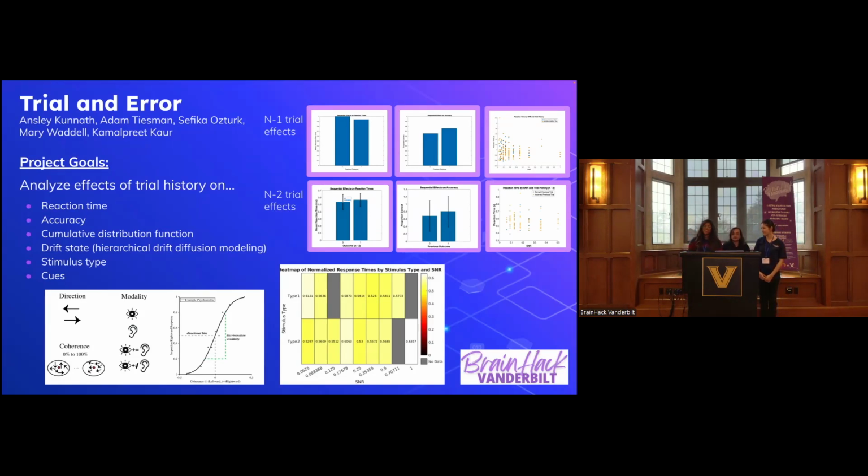Hello, everyone. So I'm presenting our project on trial and error, led by me and Adam, who can be here today, as well as Sefika, Mary, and Kamalpreet, who joined us virtually. So an overview of what we're trying to do is look at the effects of trial history in physical experiments.